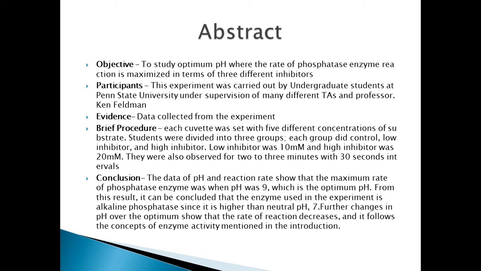The conclusion was that the data of pH and reaction rate showed that the maximum rate of phosphatase enzyme was when pH was 9, which is the optimum pH. From this result, it can be concluded that the enzyme used in this experiment is alkaline phosphatase, since it is higher than the neutral pH, which is 7. Further changes in pH over the optimum show that the rate of reaction decreases, and it follows the concepts of enzyme activity mentioned in the introduction.